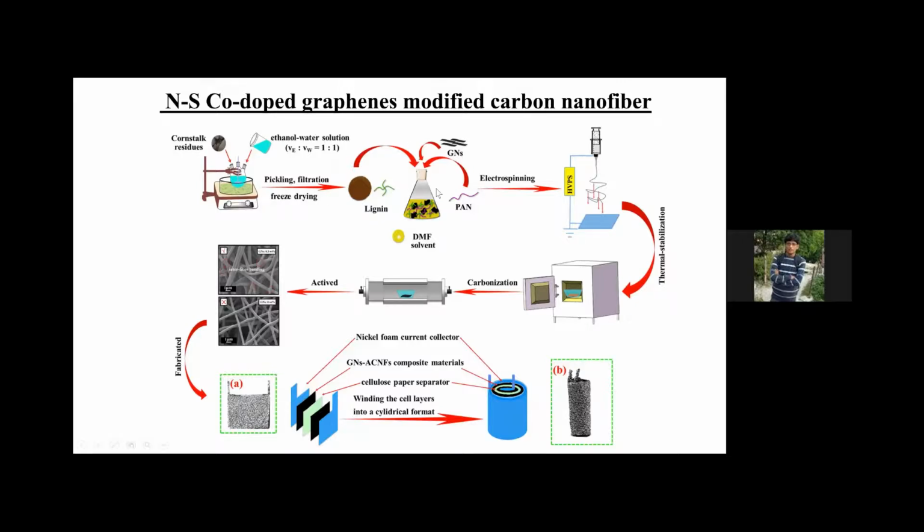These doping elements are also mixed with the graphene nanosheets and we do the electrospinning technique. After this electrospinning technique, we dry this and carbonize it. With carbonization and activation, we can get the graphene and nitrogen and sulfur co-doped carbons. And also we can make symmetric or asymmetric supercapacitor devices.